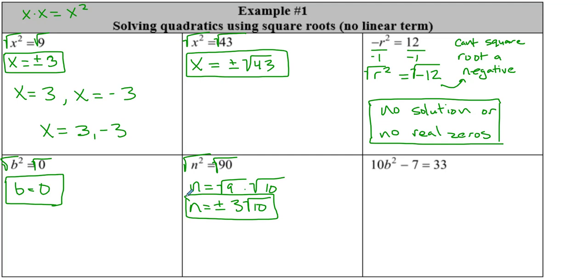All right, pause the video. I want to give you one to do on your own just to see if you know how to do it. Come back to it. Remember, get that variable by itself. You might need to do more than one step. All right, pause it. Come on.